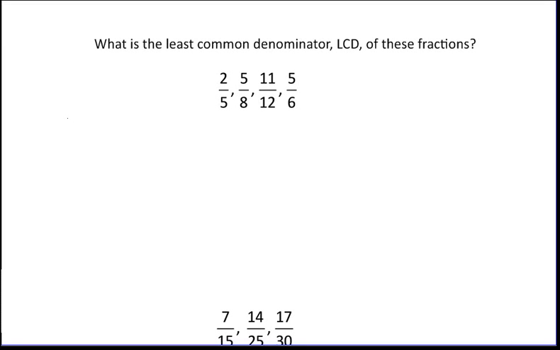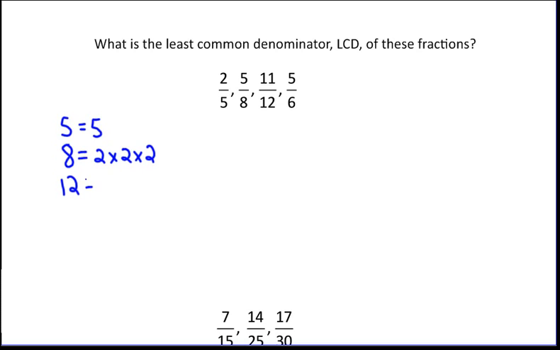What is the least common denominator, or LCD, of these fractions? Let us write down the prime factorization of each of our denominators. So 5 I will simply write as 5. 8 is 2 times 4, which can be written as 2 times 2 times 2. Those are prime factors.